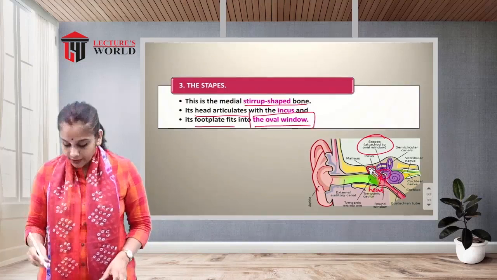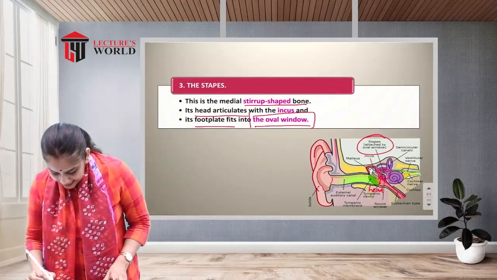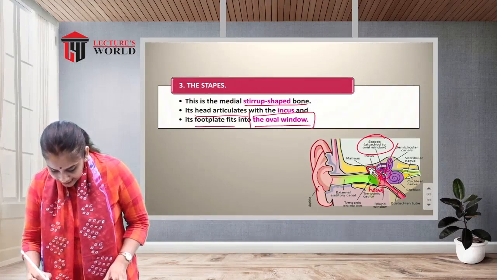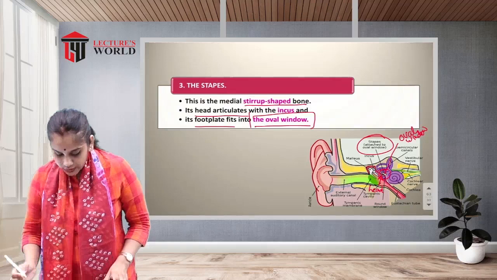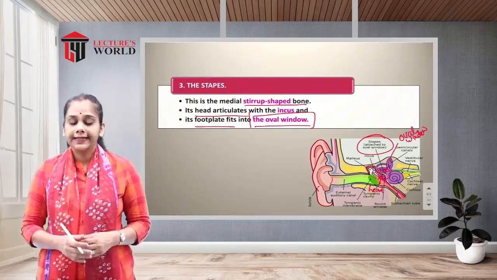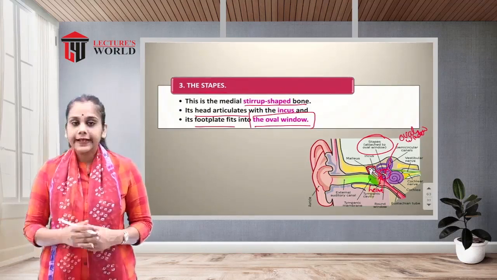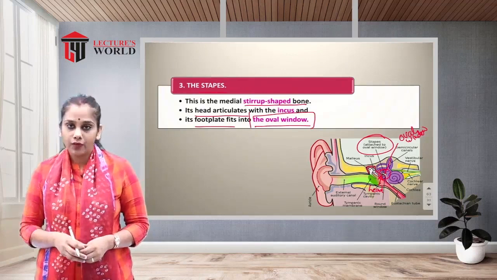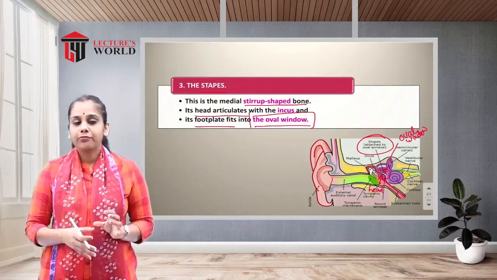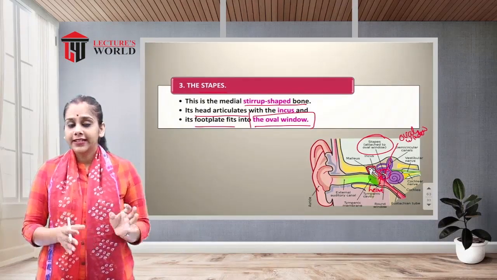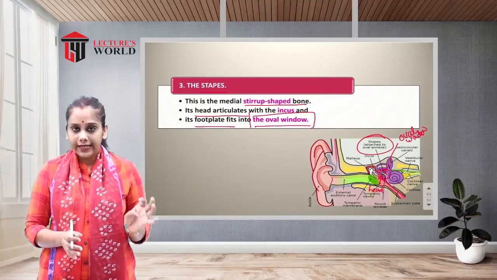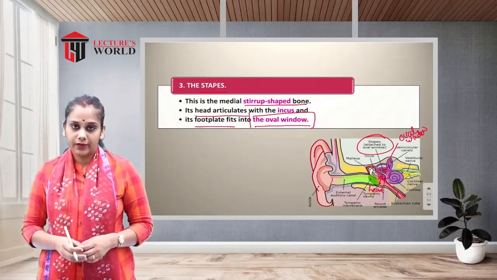So the foot plate is here, and there is the oval window. The foot plate of the stapes fits into the oval window. So the stapes is the bone between the incus and the oval window.